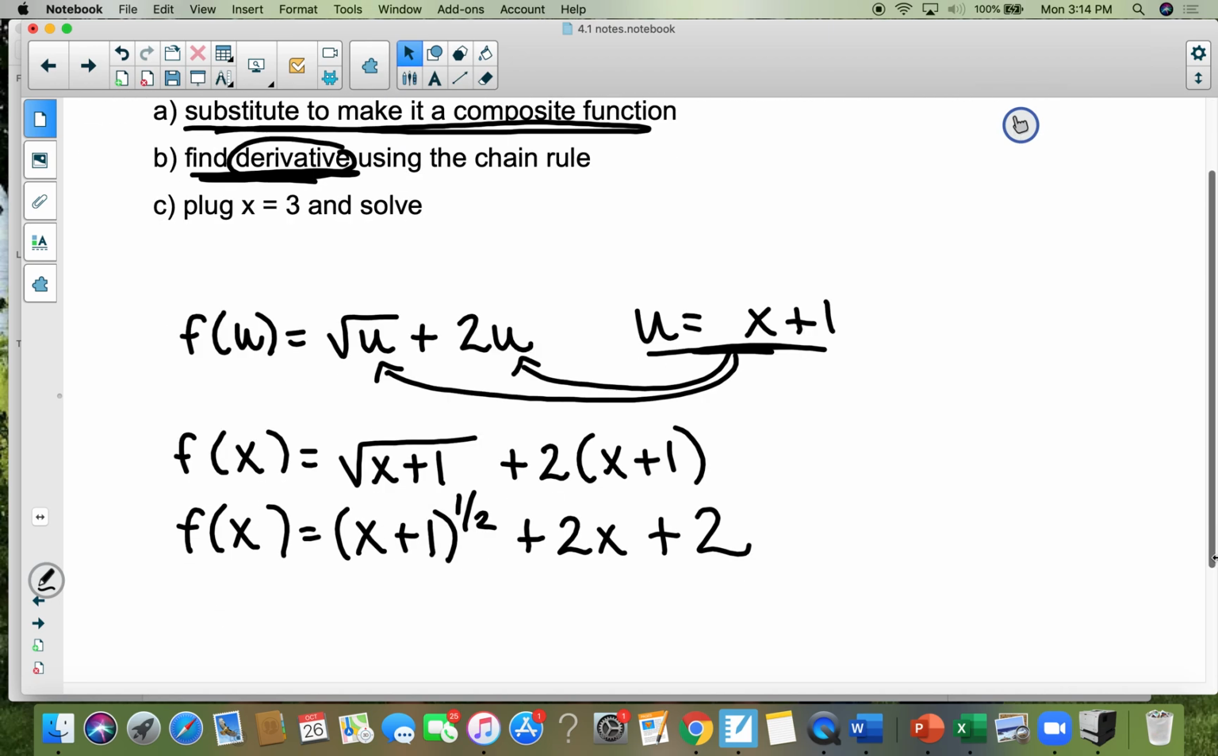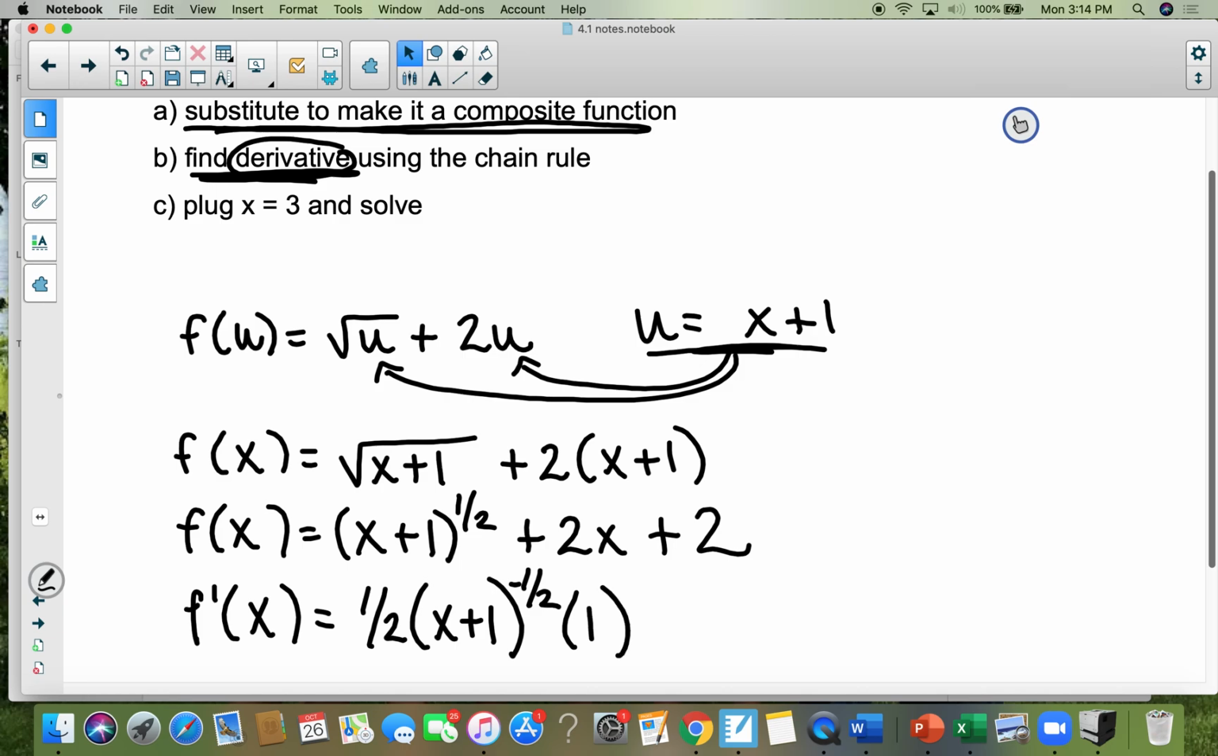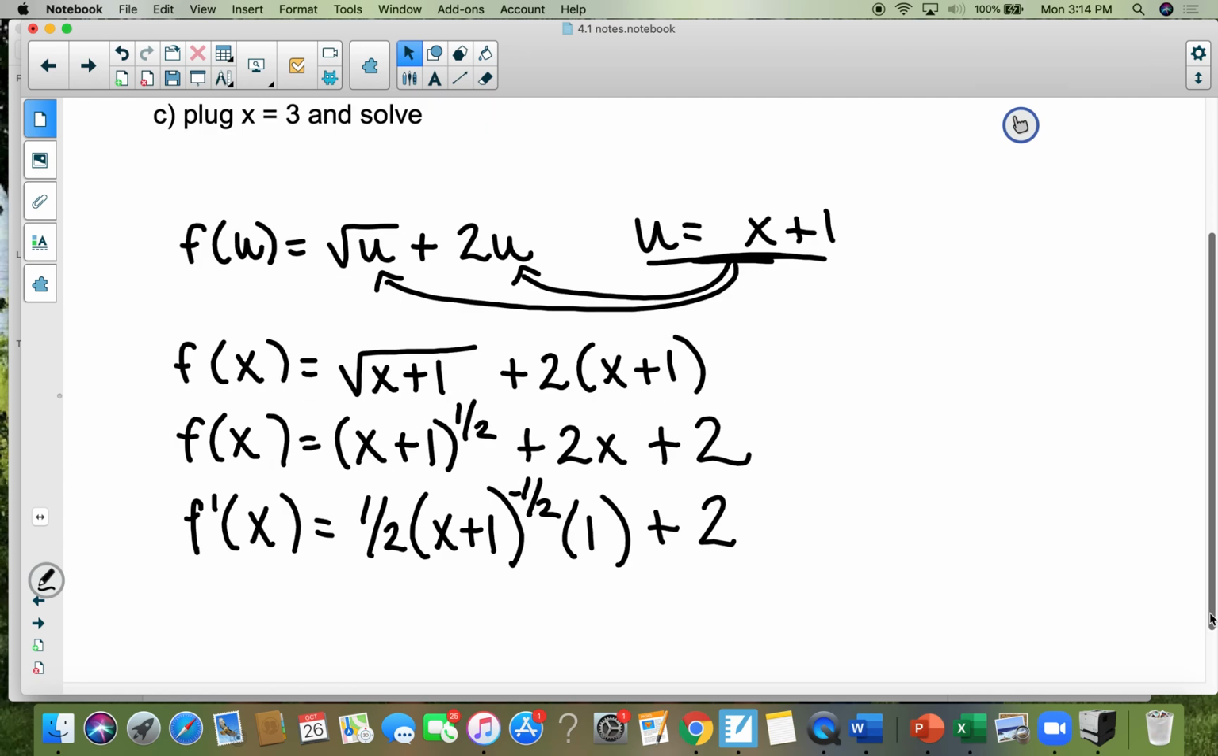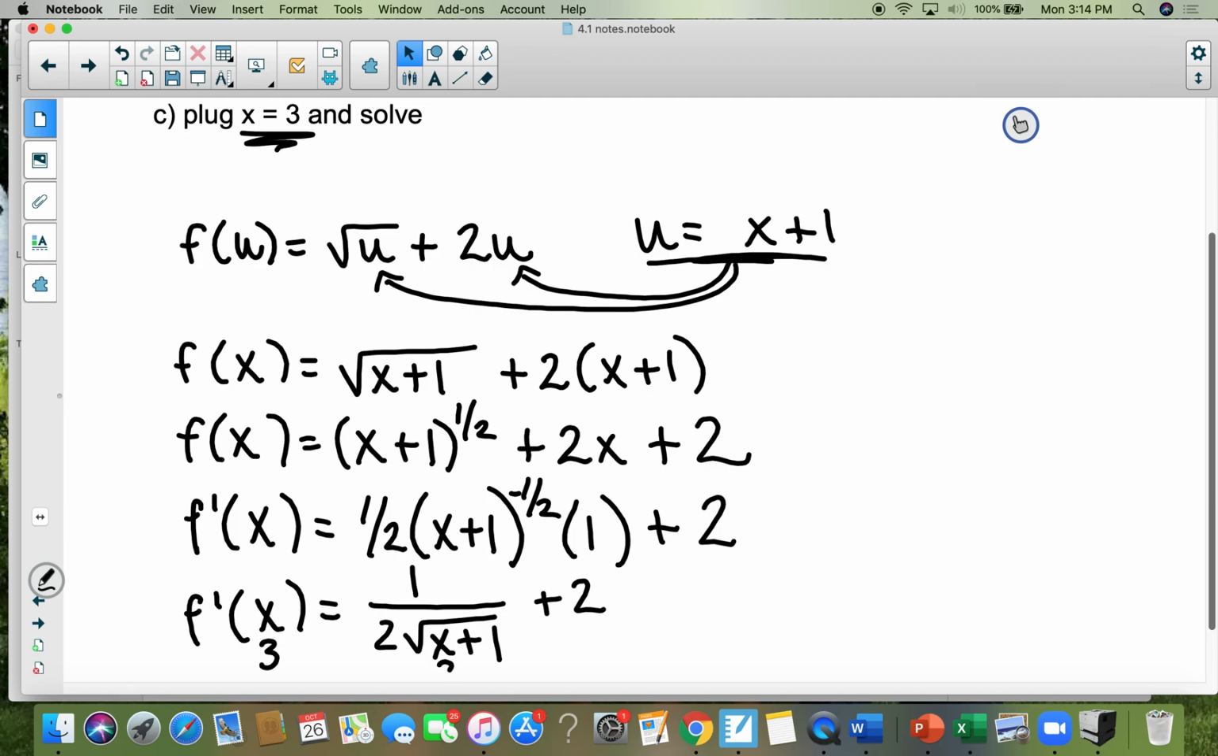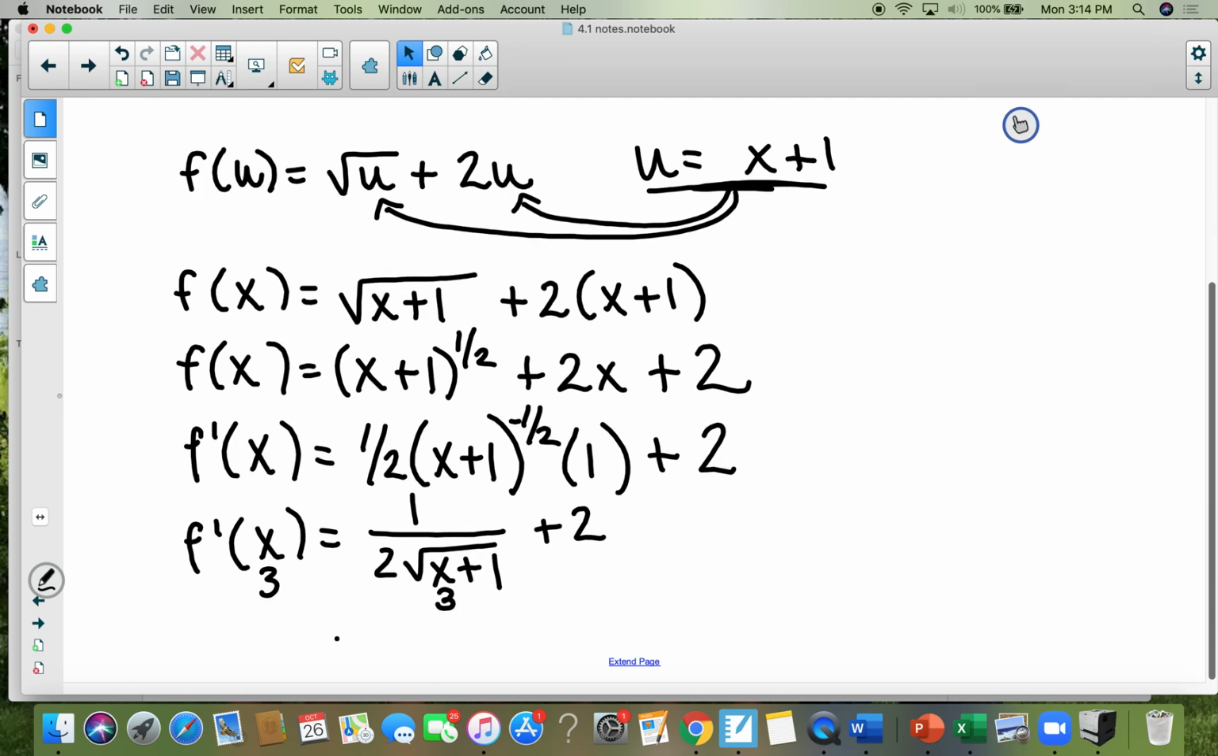Now, let's find the derivative. F prime of x equals 1/2. Leave the inside alone. Change the power of 1/2 to a -1/2. Take the derivative of the inside, which is 1, plus the derivative of 2x is 2, and the derivative of 2 is 0. So this is the derivative, and then they want you to put 3 in. So f prime of x equals 1 over 2 root x plus 1 plus 2, and they want you to put 3 in, so you're going to put 3 in, and your final answer is going to equal 1 over 4 plus 2, which is the same thing as 2.25.